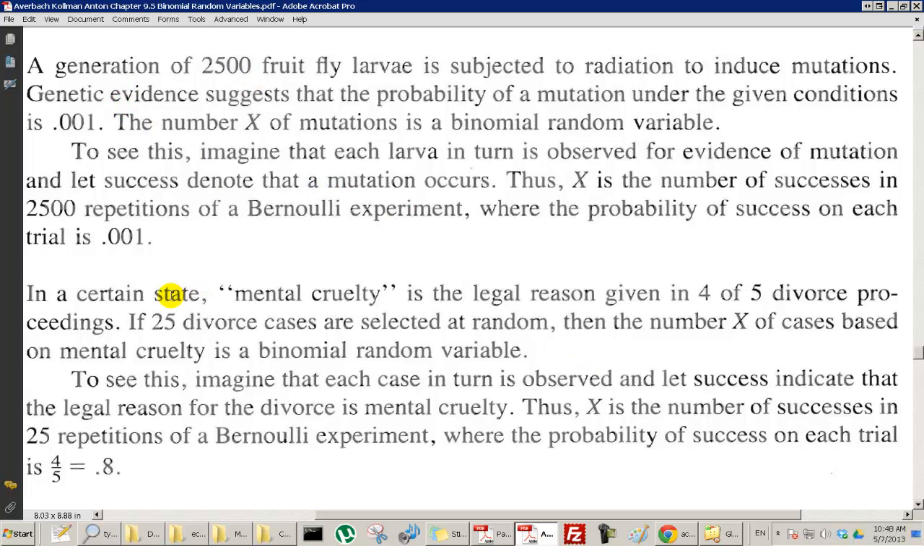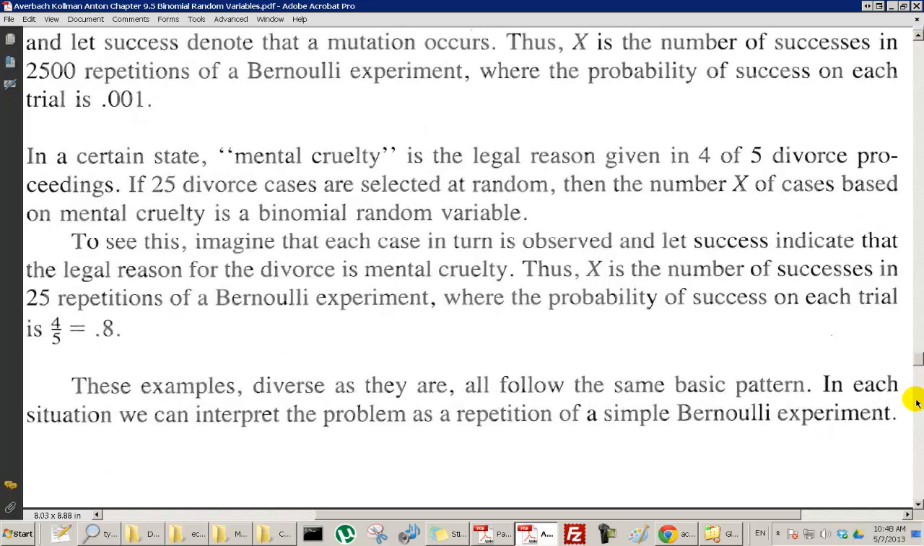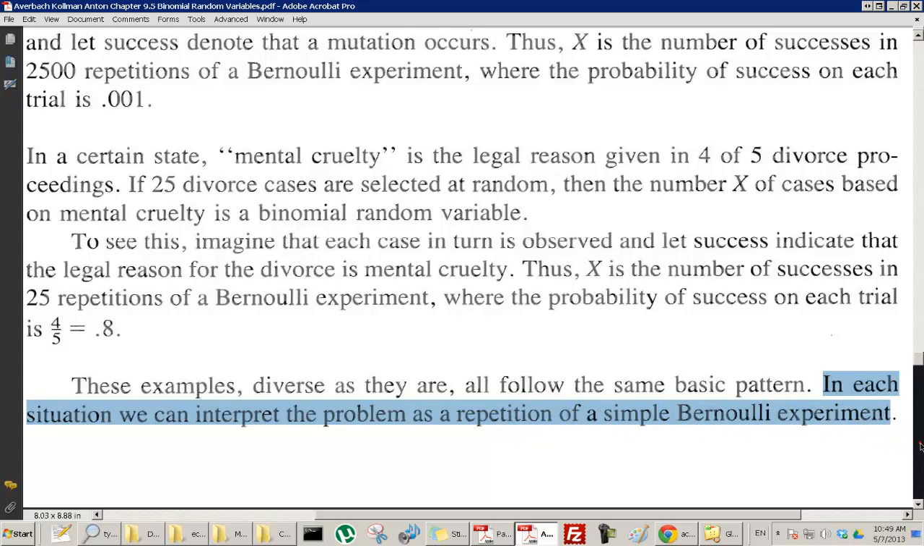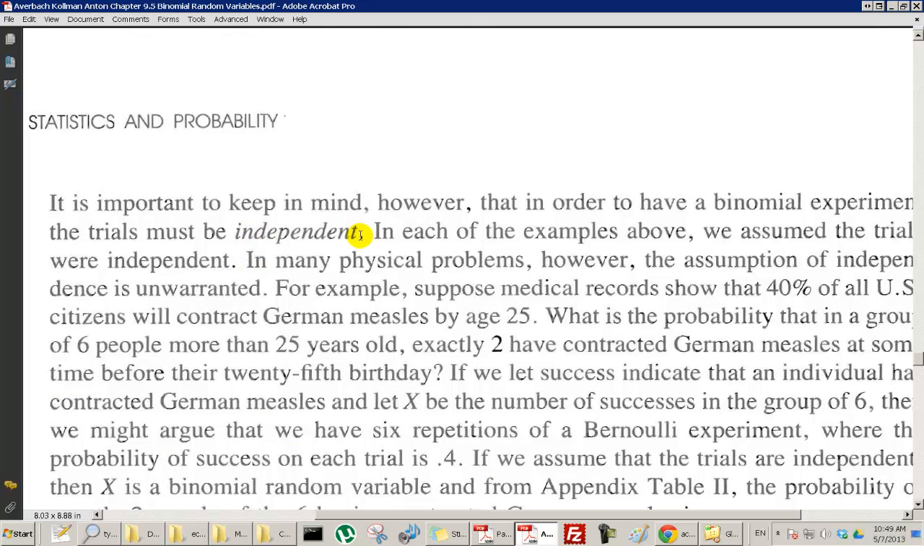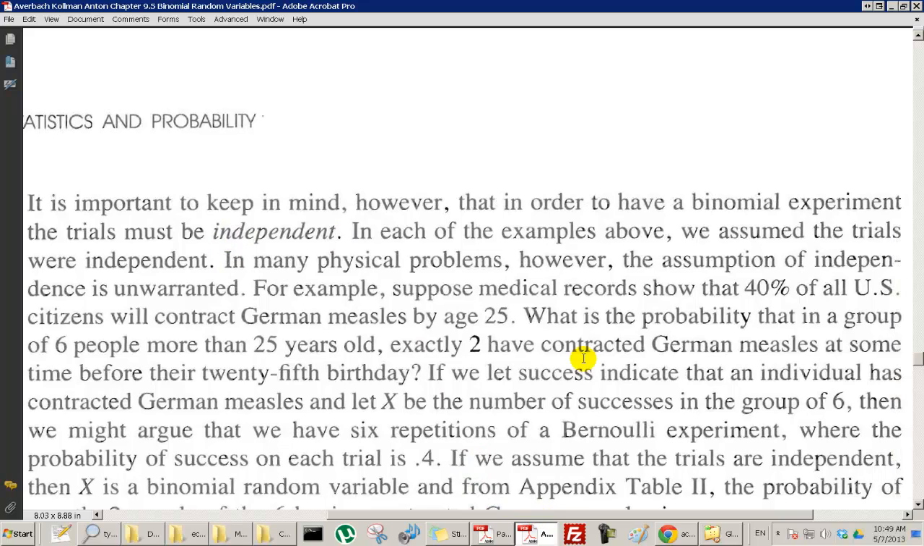Same thing with the fruit flies and divorce cases. These examples, diverse as they are, all follow the same basic pattern. In each situation, we can interpret the problem as a repetition of a simple Bernoulli experiment. It's important to keep in mind, however, that in order to have a binomial experiment, the trials must be independent. In each of the trials above, we assumed the trials were independent. In many physical problems, however, the assumption of independence is not warranted.